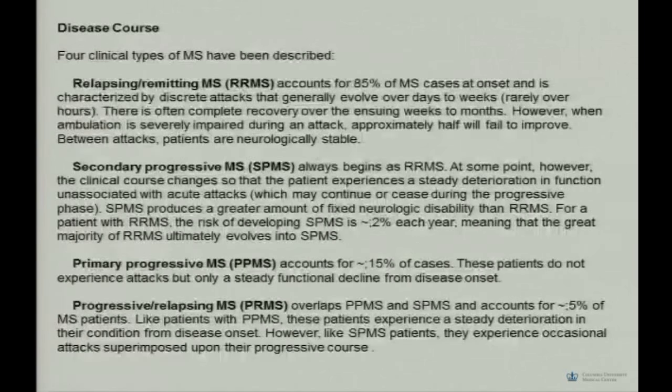Now, the progression of the disease: there are 4 clinical types of MS, and the vast majority of patients fall into the first category. The first category being relapsing, remitting multiple sclerosis, or RRMS. So 85% of patients fall into this category. And this group of patients is what I was describing before.